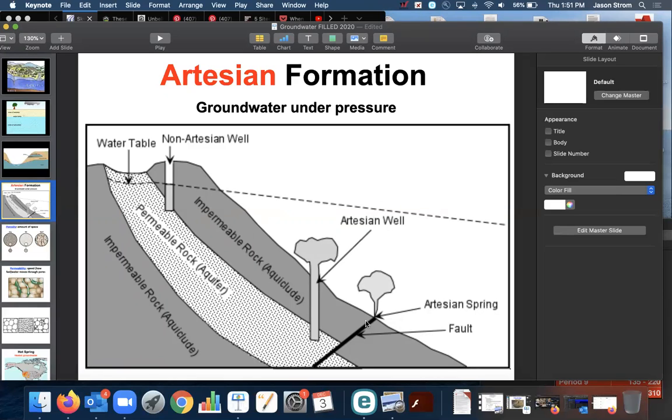And even in that same formation, if you were to drill a well higher up that slope, there might not be enough weight from the water above it, not enough pressure to force that water out. So it might not be an artesian well higher up the formation, but lower down it might be pressurized there. So it just kind of depends on where in the formation either the spring forms or the well is dug.